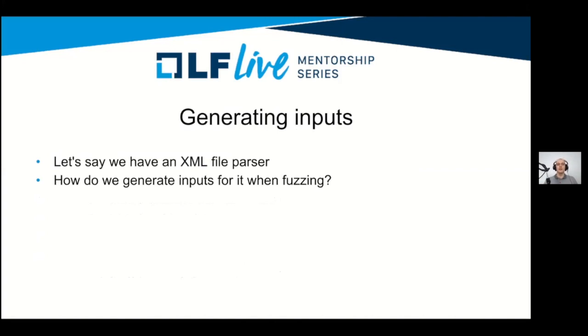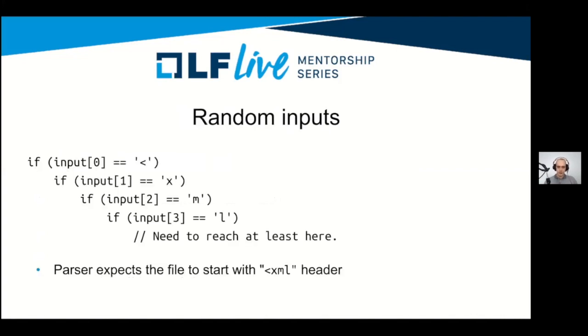So let's look at an example. Let's say you have an XML file parser. How do we generate inputs for it if we're going to fuzz it? The most simple idea that comes to mind is to just generate random data. Unfortunately, generating random data doesn't always work.